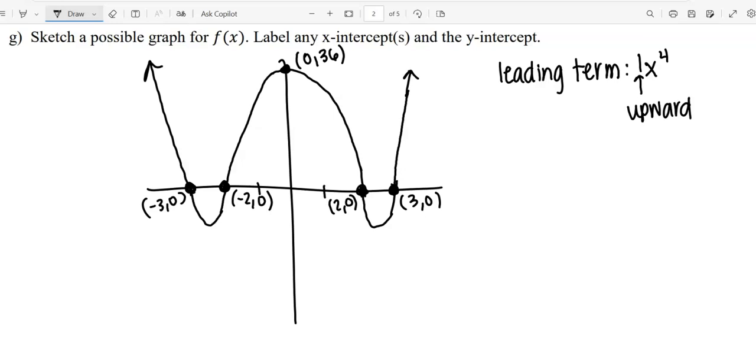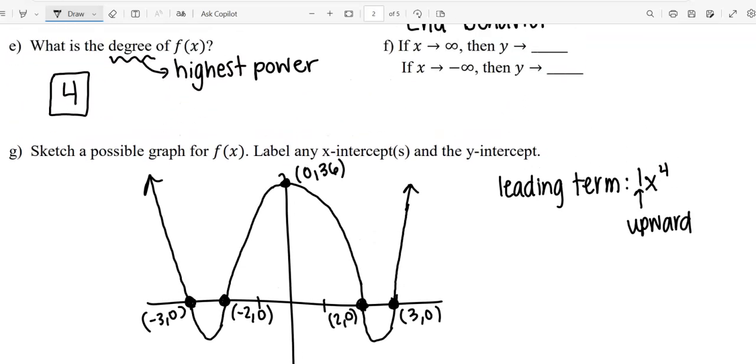And both arms go where? Positive infinity. So your end behavior is positive infinity for both arms, because both of these point upward. Again, your leading term controls your right arm. If your leading term is positive, your right arm will be pointing upward. If your leading term is negative, your right arm should be pointing downward. Questions on that? When you're ready, let's locate your homework.